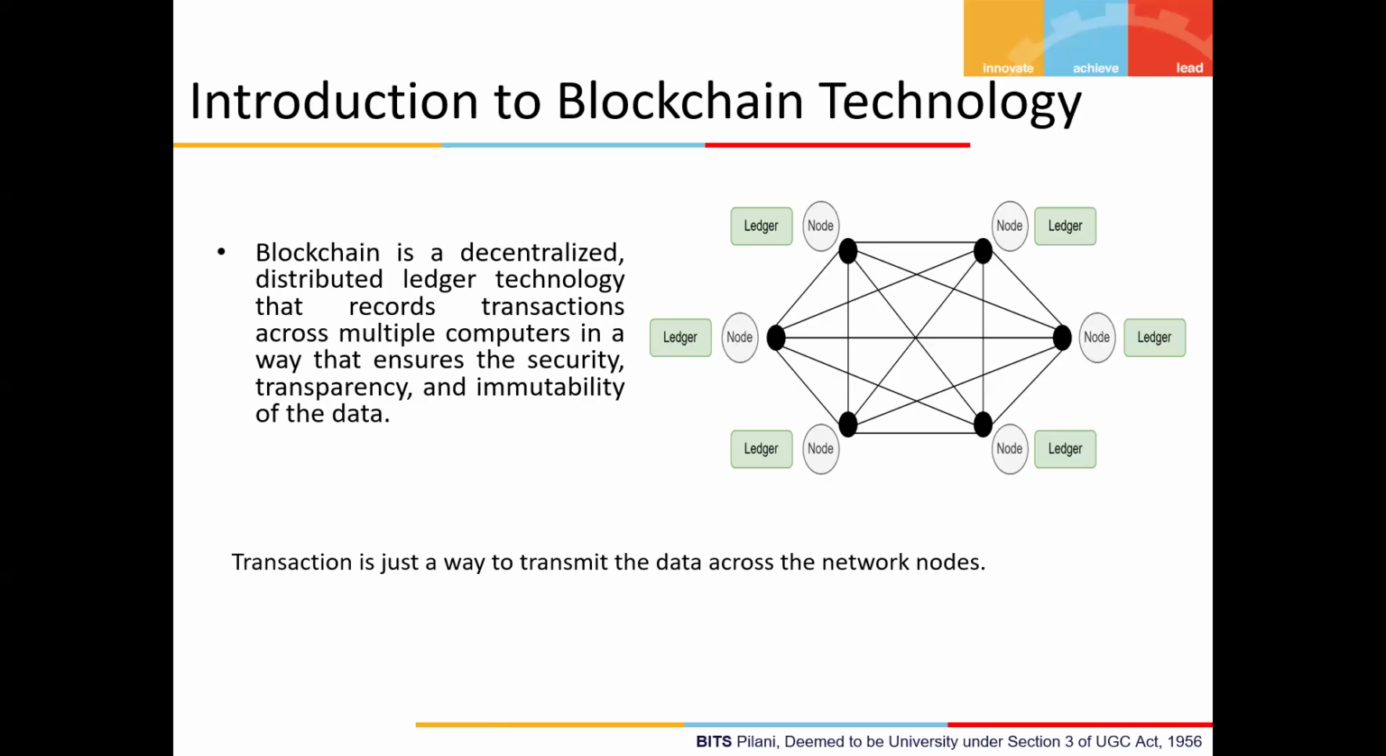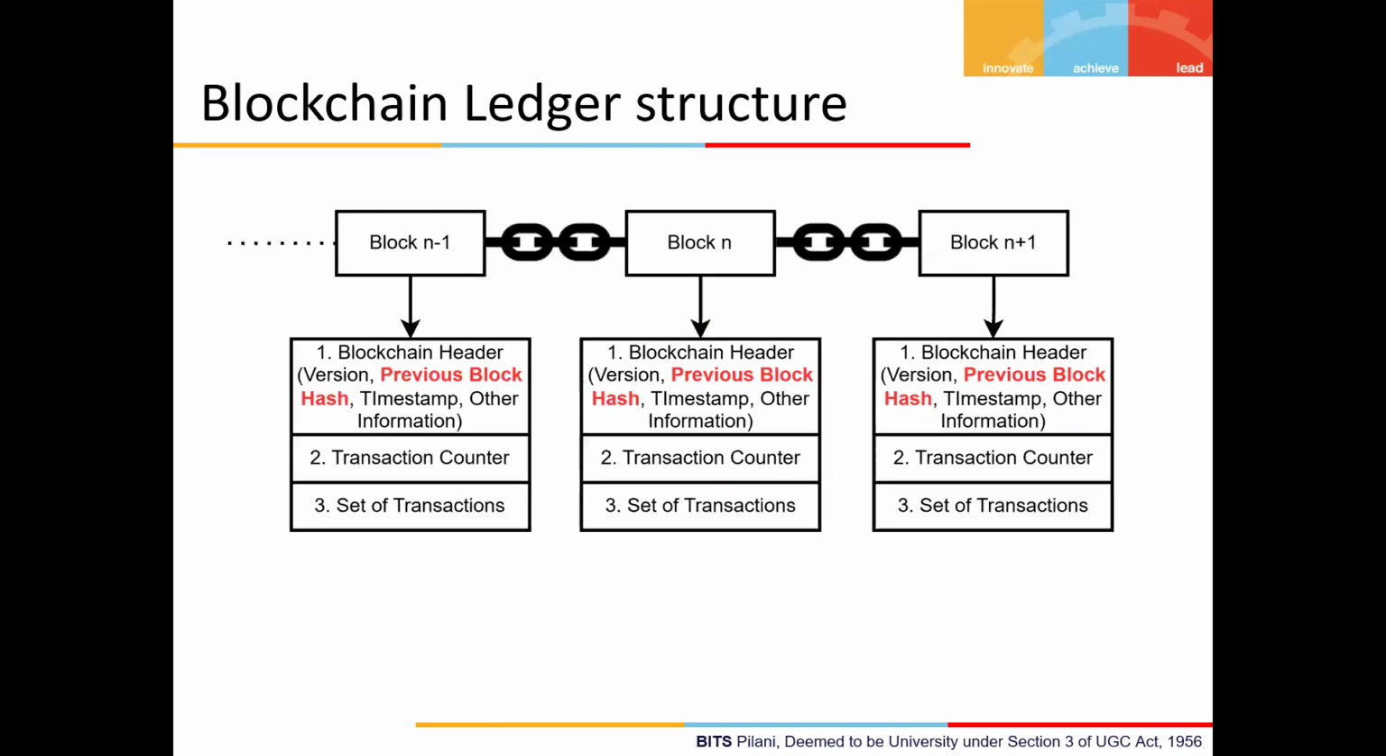Anybody can see it, anybody can verify it. Immutability in the sense is whatever data you store over the blockchain, that cannot be changed. I mean, it is not possible. It is not feasible to change the data. Okay, so this is overall the definition of blockchain.